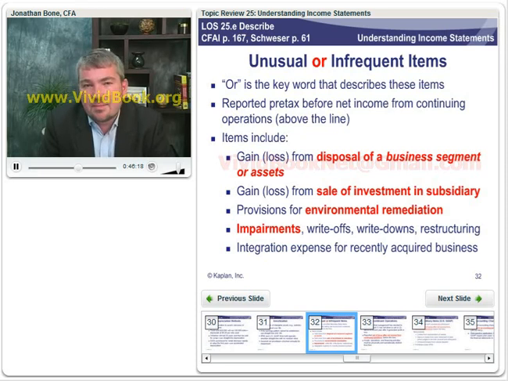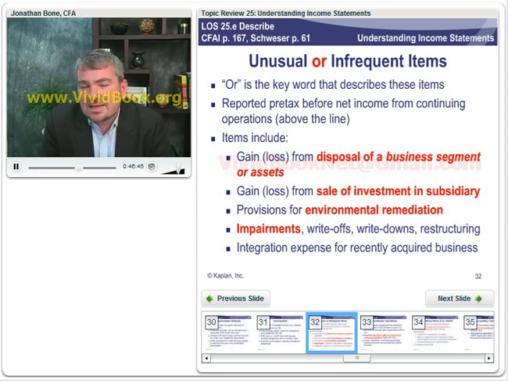Impairments. Now impairments are when essentially the fair value of a balance sheet asset has fallen below its carrying value. Whenever you hear the phrase carrying value, it just means the value in the balance sheet. So if fair value has dropped below the carrying value, you have an impairment and you have to reduce the value of the asset in the balance sheet. This reduction in the asset goes through as an unusual or infrequent item as an expense in the income statement.